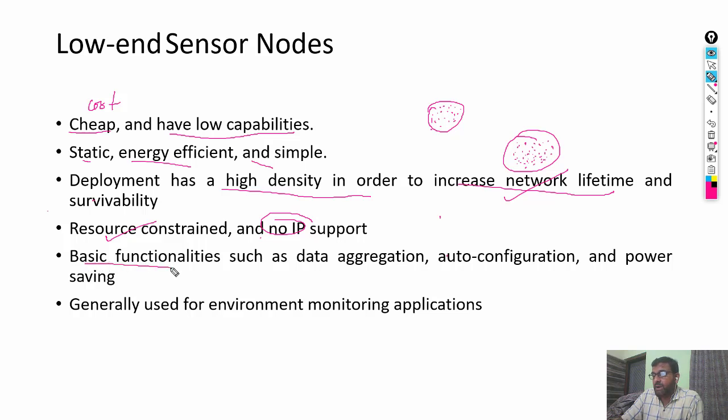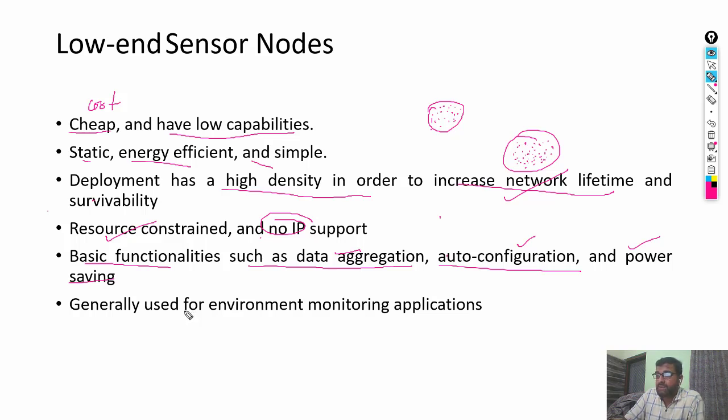Basic functionality: what is the functionality of a low end sensor? First of all, they are generating the data, with functions such as data aggregation, auto configuration and power saving. So data aggregation of the data that is going to be generated, and auto configuration, meaning they can shape their size, requirement and configuration, and they also have the responsibility to save power. So we are using a low end sensor node in IoT for machine to machine communication. And the characteristics of the low end sensor node are written over here.